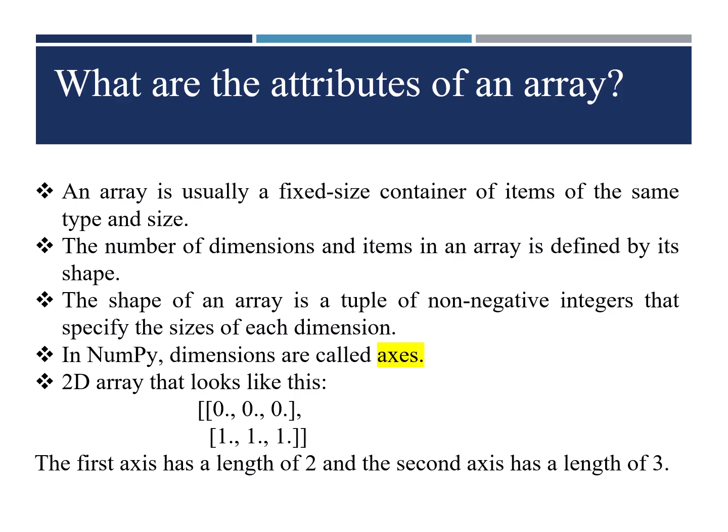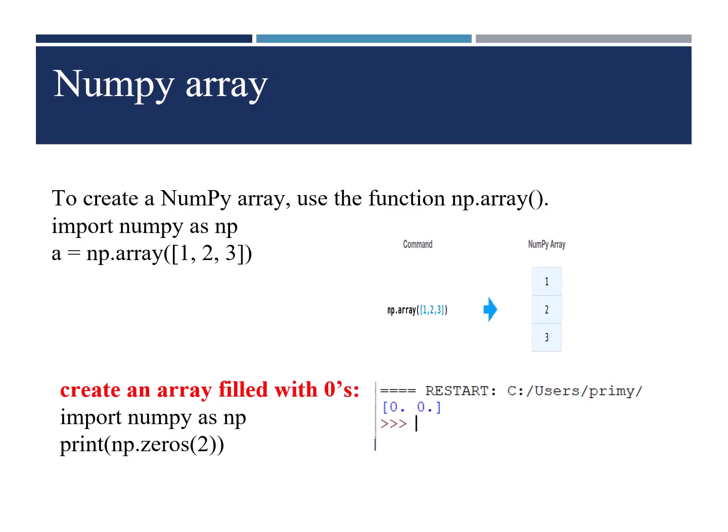So the 2D array looks like we have two square brackets. So 0 dot, 0 dot, 0 dot. And in the next row, we have 1 dot, 1 dot, 1 dot. So we have both the rows and columns. Now to create a NumPy array, we might have used the function np dot array. So import numpy as np, A equal to np dot array of, within the square brackets we can have the collection of values. Now this is the command, and how the values will be represented is shown on the right hand side in an image.